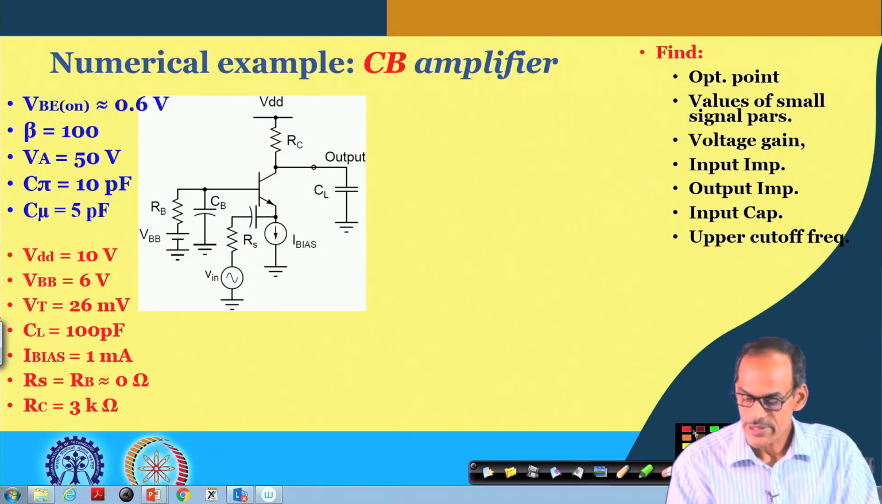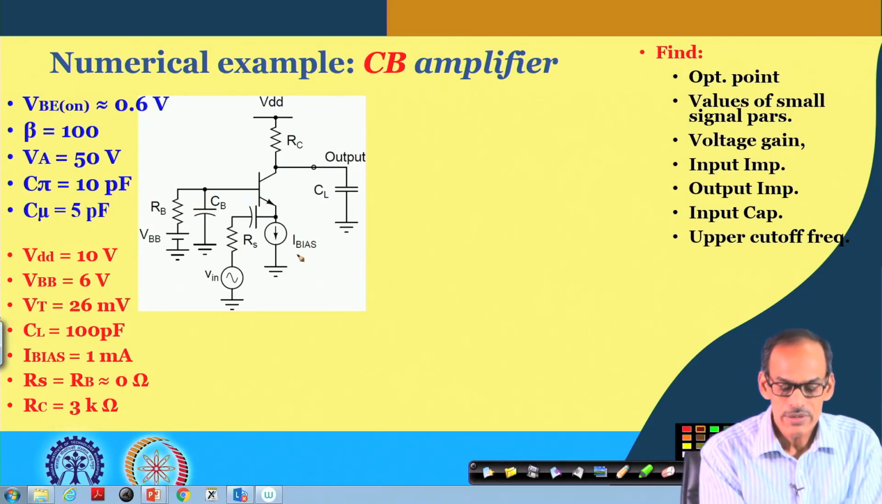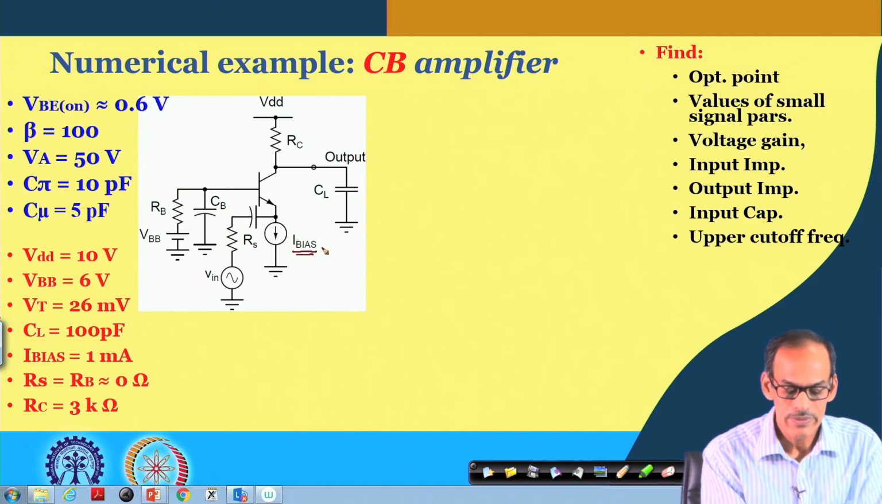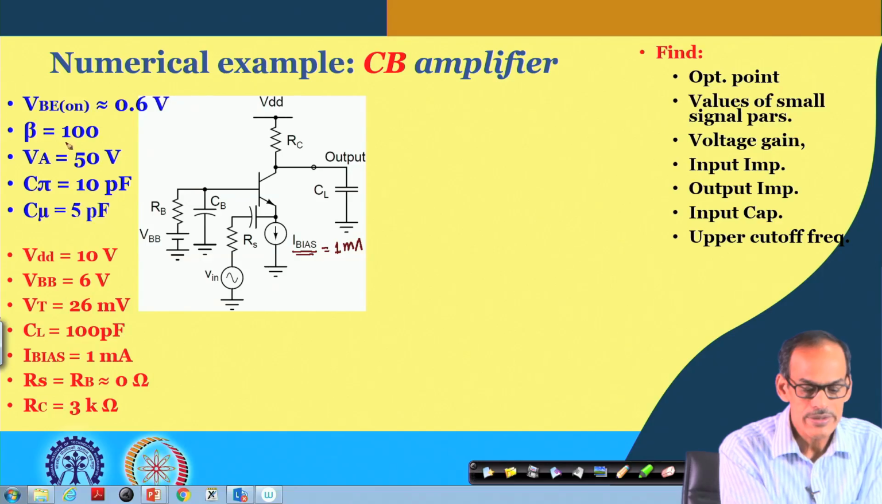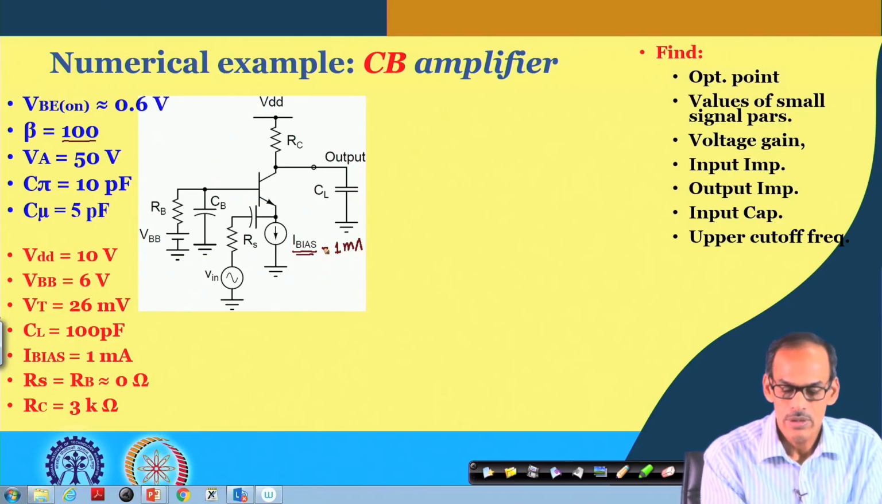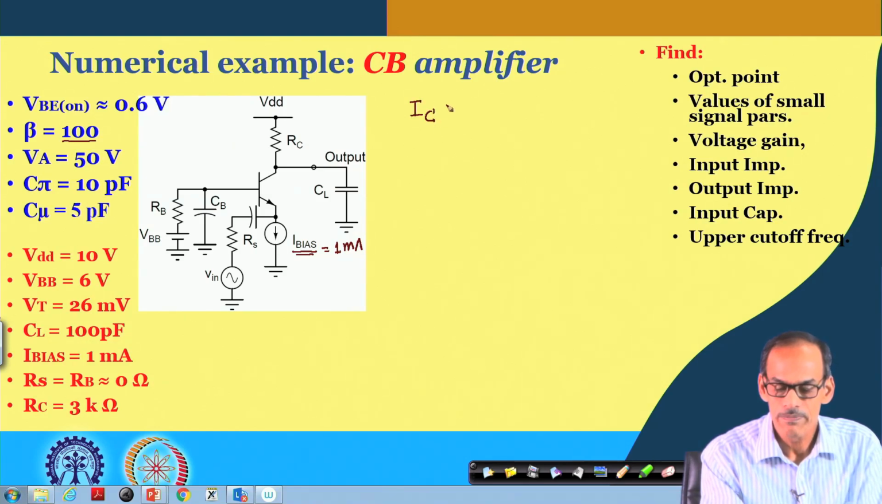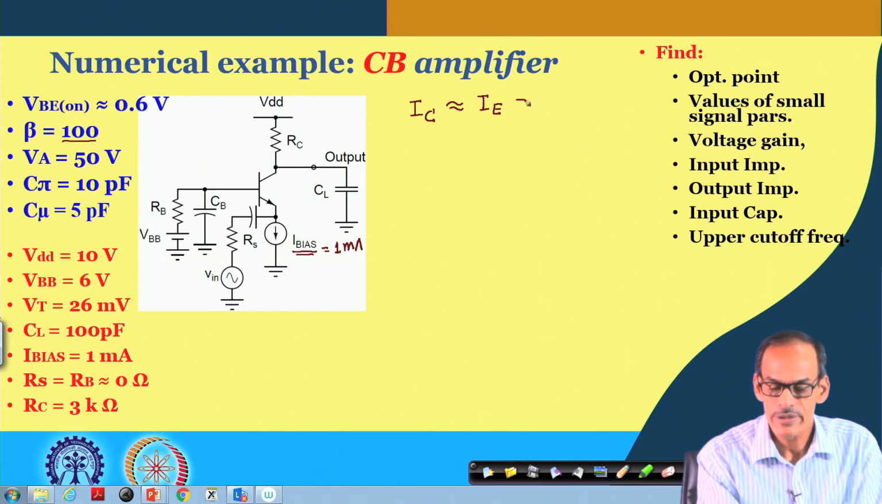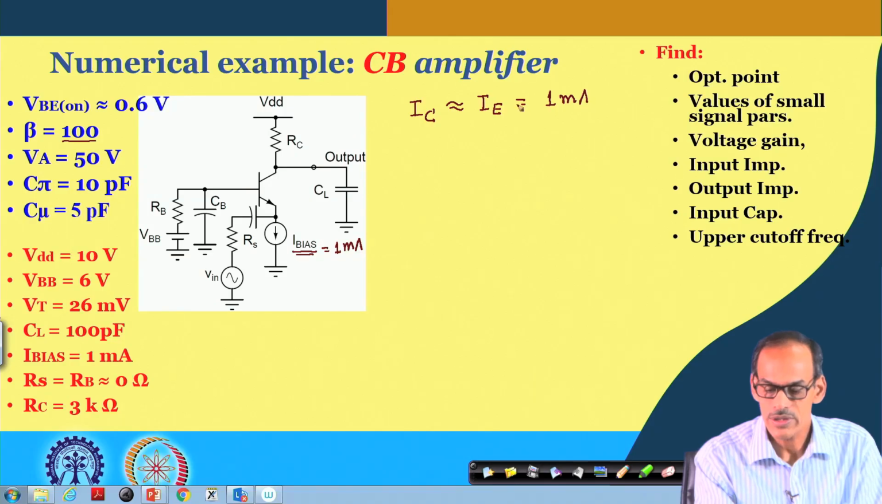So, as I said, let us try to find the operating point. If you see that this I b is given as 1 milliampere and beta is 100, we may approximate that collector current I c is equal to I e, which is the same as 1 milliampere. So, this is the DC current.